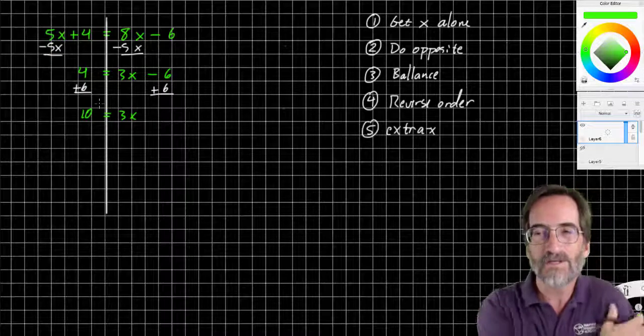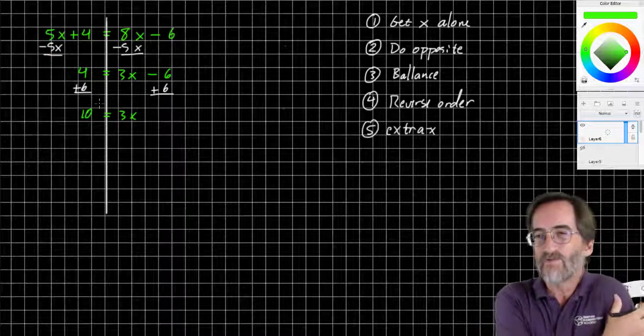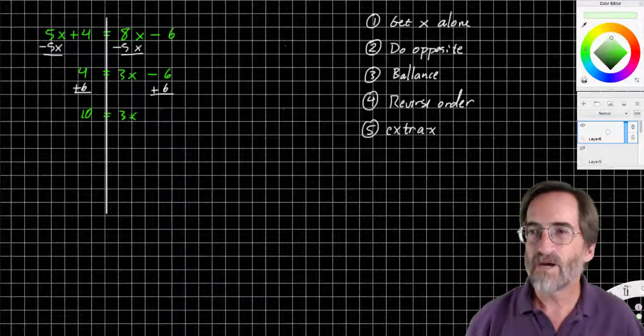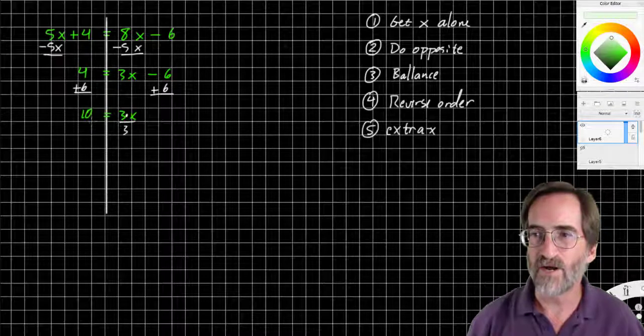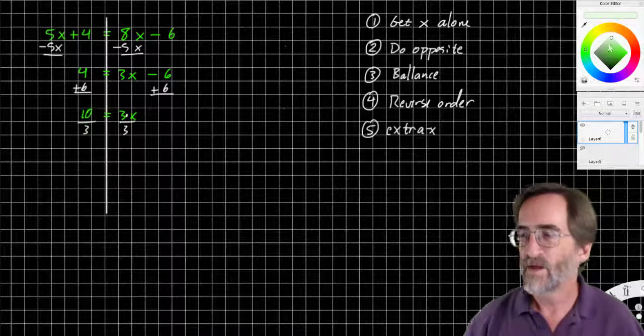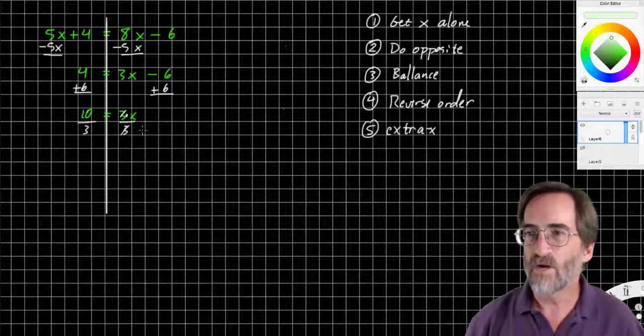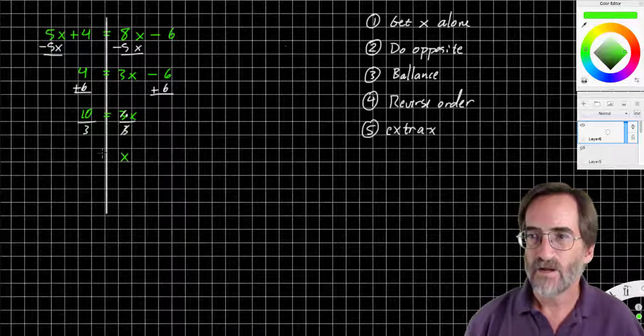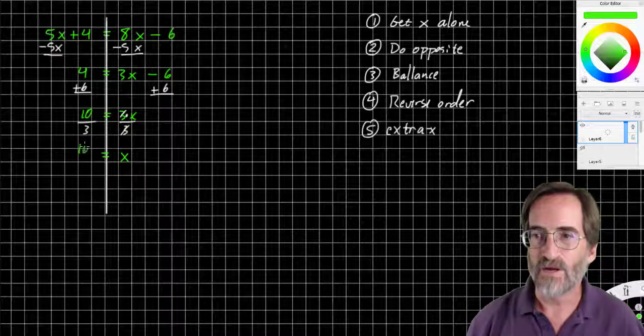Yeah, and see, it didn't turn out nice, but that's okay. Fractions are numbers too. The opposite of multiply is divide, so I'm going to divide both sides by 3. 3 divided by 3 is 1. 1 times x is x, and the 3's cancel. And x is 10/3.